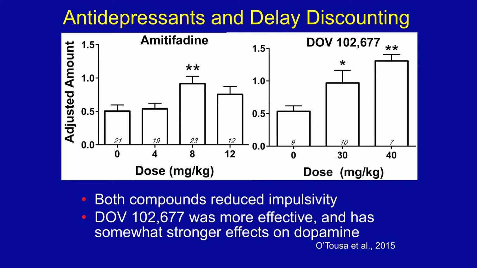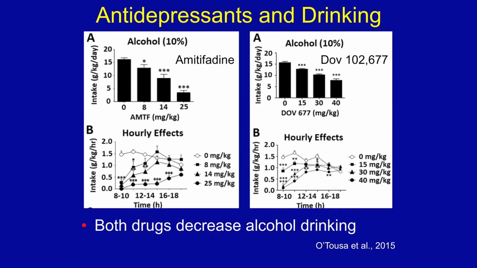So then the question is, if these drugs decrease how impulsive the animals are, how willing they are to think about the future, does it also decrease the amount of alcohol that they consume? And the answer is yes, both of these drugs will decrease the amount of alcohol that the mice consume. This is over the dark part of the cycle. Mice only drink in the dark. They're nocturnal. And the high dose will decrease alcohol consumption for about a 6-hour period.